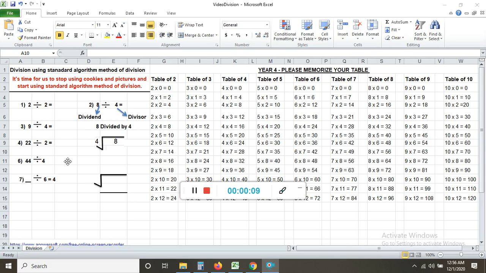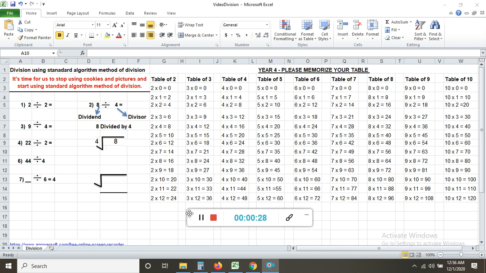Today we are going to start with our division problem, and now we are going to use the basic algorithm method for division. We are not going to be using cookies and pictures anymore, and this will help us solve our complicated, difficult math division problems.